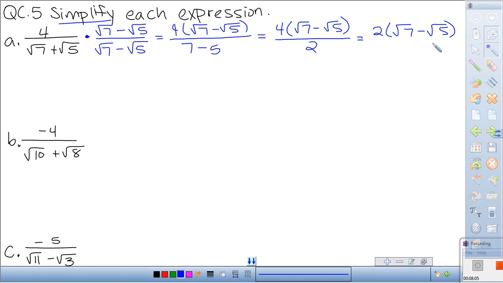And our last step is simply to distribute. So I have 2 times the square root of 7, 2 square roots of 7. 2 times negative square root of 5 is negative 2 square root of 5. We cannot combine these terms. They are not like terms, the square root of 7 and the square root of 5. So there's your answer.